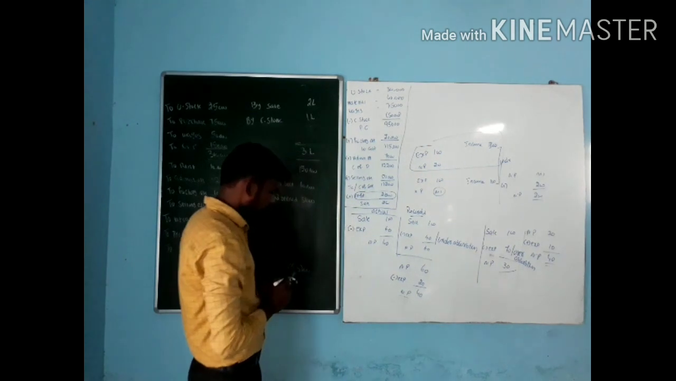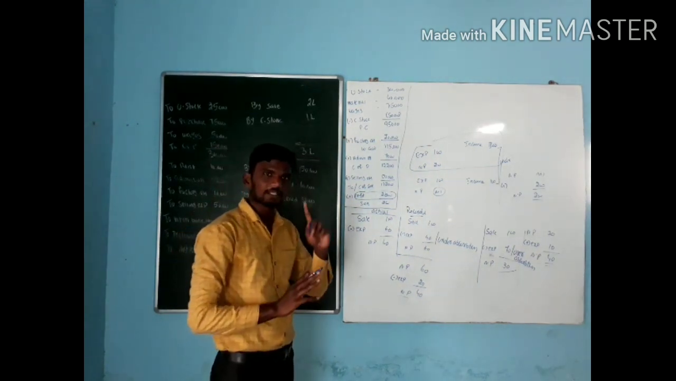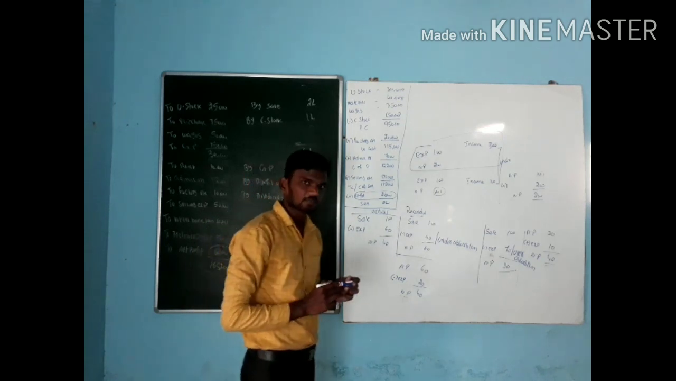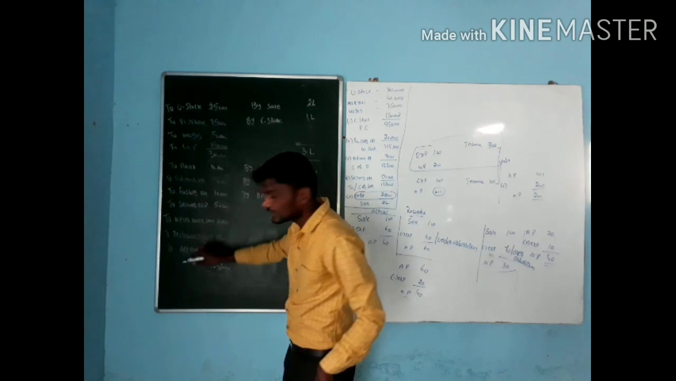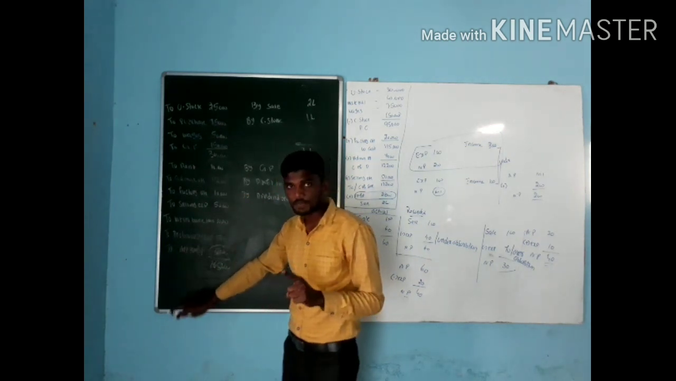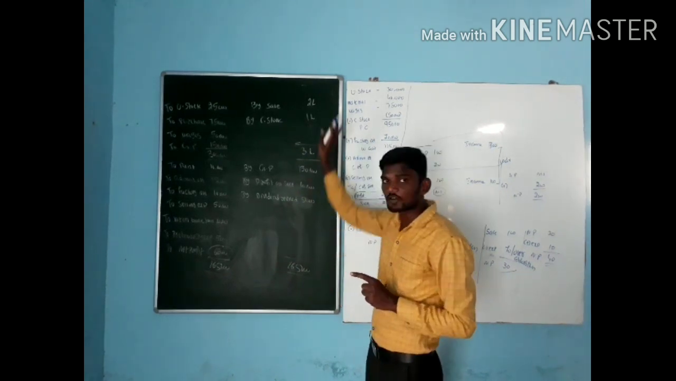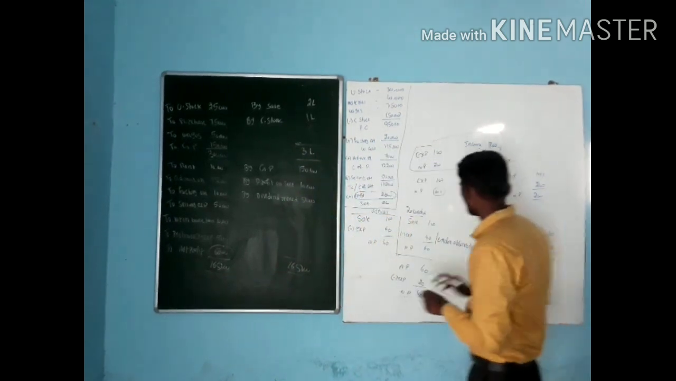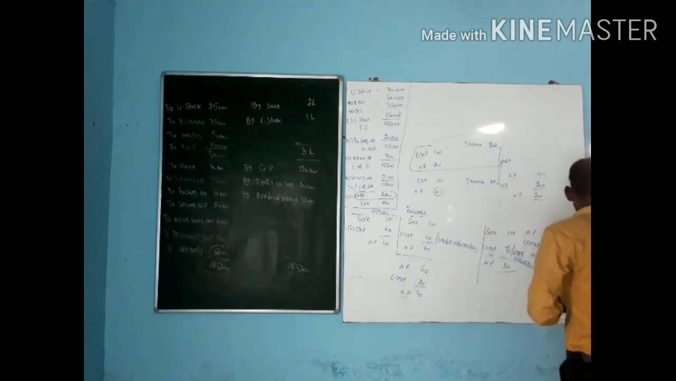Next one: for any items, if it is debited, assume it as a kind of expense. Any item, if it is credited, assume it as a kind of income. Then apply this situation, under absorption or over absorption.